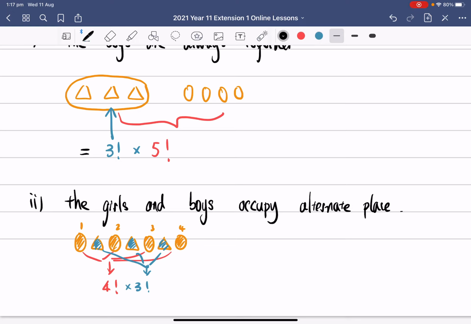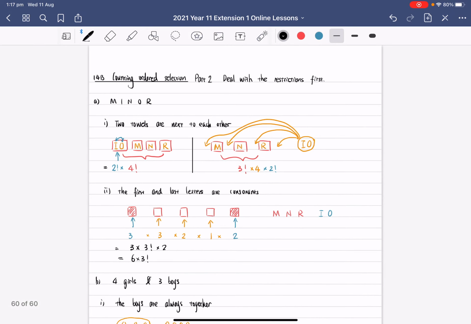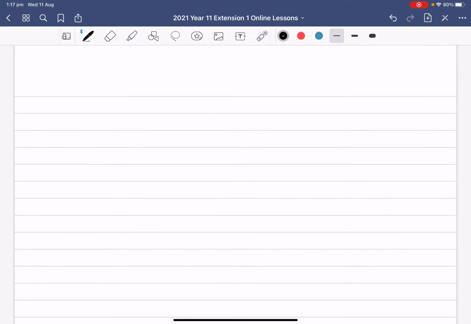So therefore, it's just 4 factorial times 3 factorial. That's it. If you do have an equal number of boys and girls, in that case it'll be 4 factorial times 4 factorial, and then you need to times by 2 because you can have either a girl or a boy in the first place. So that is the second question. I hope this is a bit easier for everyone to understand. How do you deal with the restriction question? Usually the idea is you deal with the non-restriction part first, and then you deal with the restriction later.